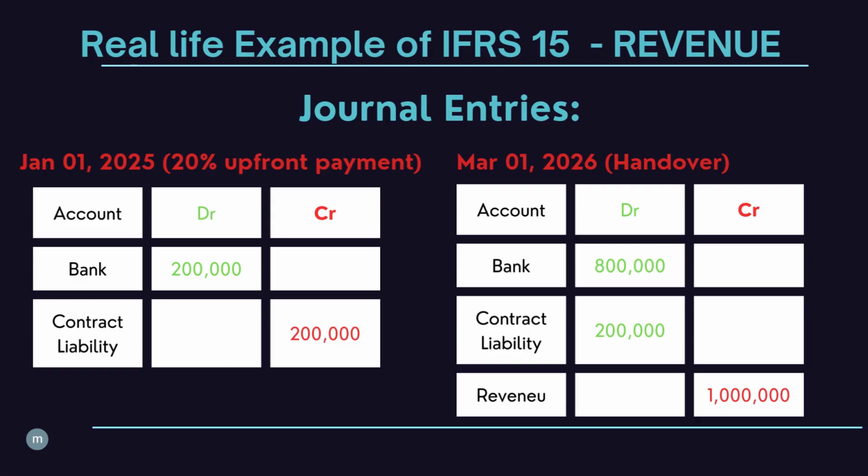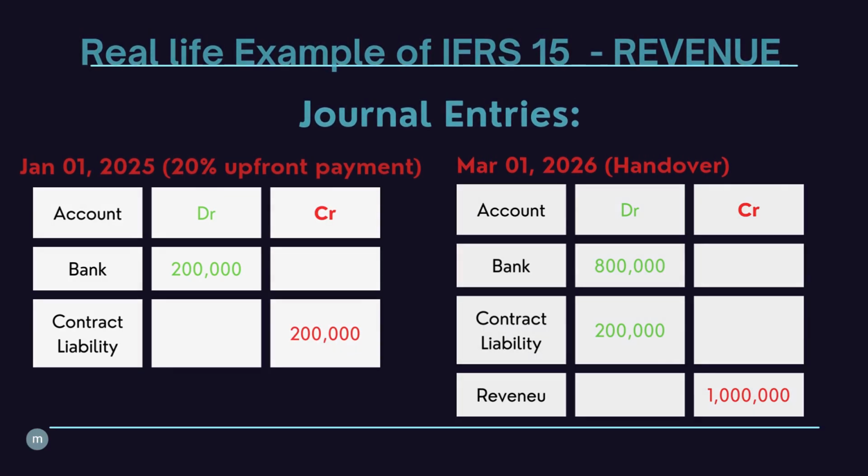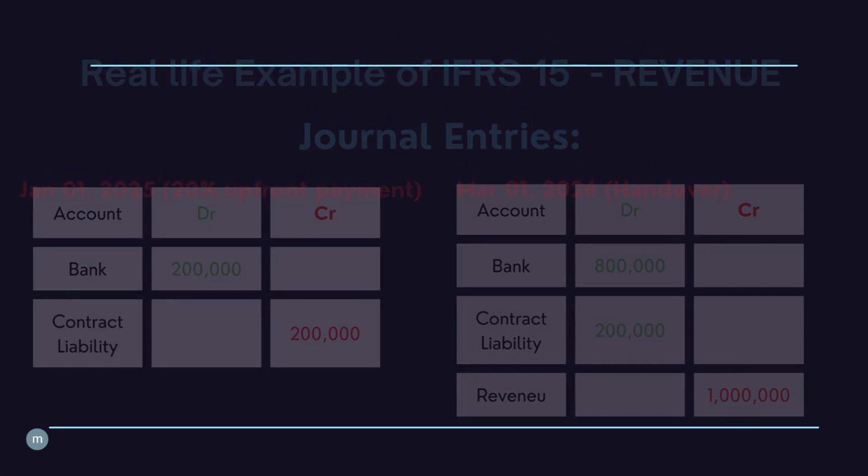Bank debit, the remaining $800,000, contract liability debit, $200,000, and the whole amount, $1 million, is recorded as revenue because now the control has been passed. And that's it. The full $1 million is now recognized correctly step by step.